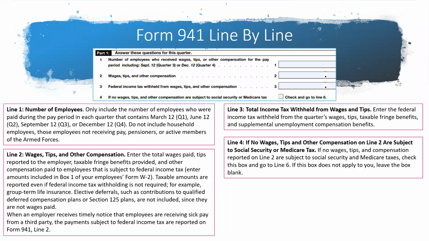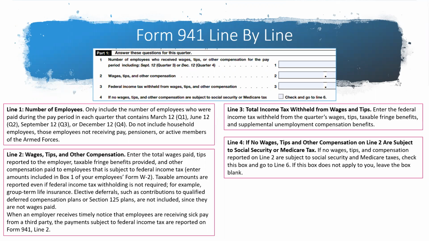Things that are not subject to federal income tax could be a retirement contribution. I know Rebecca talked to you guys about that last week, or maybe it was the week before. It's all running together in my mind. But if you have a traditional reduction of your wages, a deferral to a retirement plan, then those would not be included in box 1 of your W-2. They would also not be included in line 2 of the Form 941.